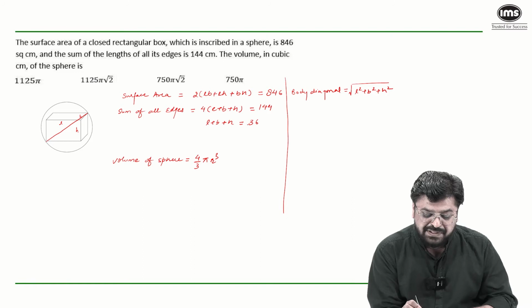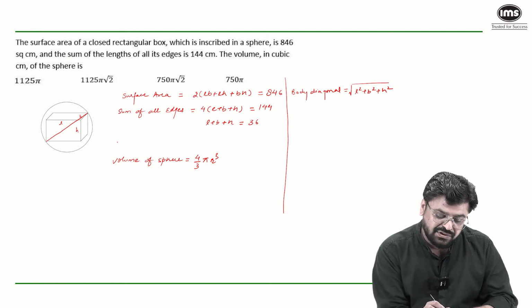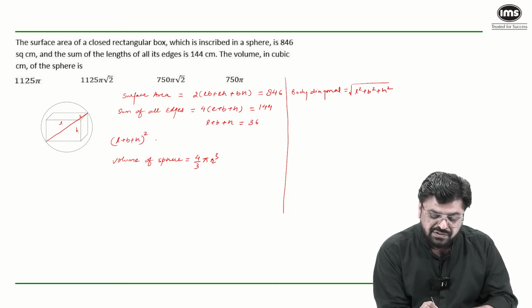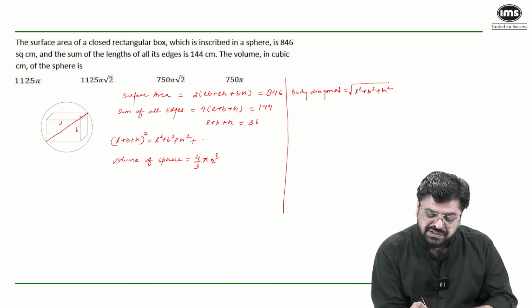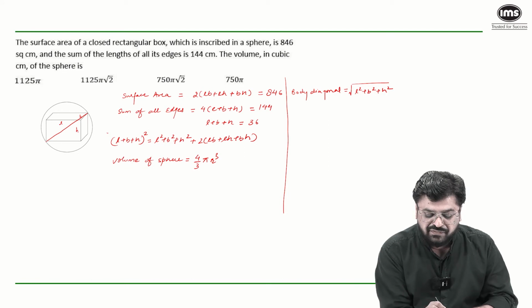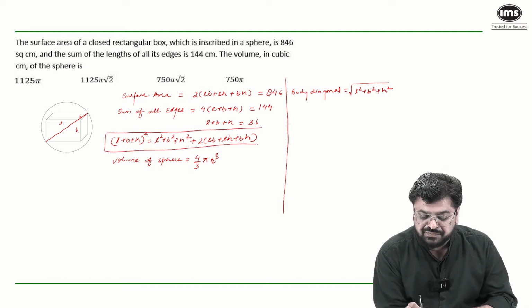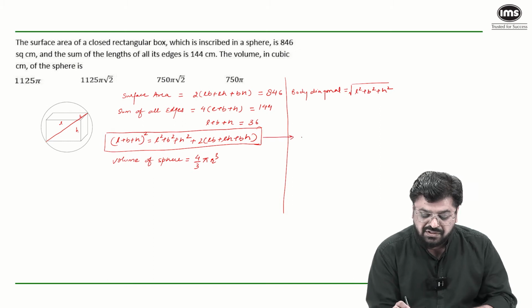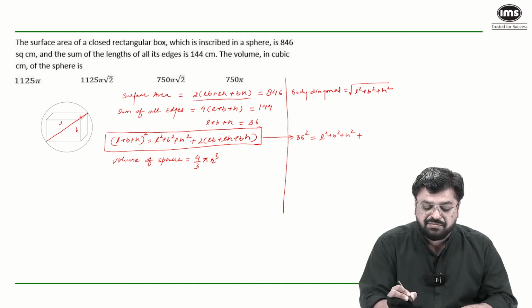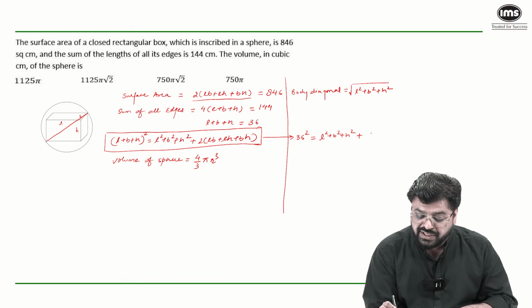Now, we have L plus B plus H equal to 36. So, squaring both sides, (L plus B plus H) square is equal to L square plus B square plus H square plus twice of (LB plus LH plus BH). We have this formula. Now plug in the values here. So 36 square is equal to L square plus B square plus H square plus twice (LB plus LH plus BH), which is equal to 846.